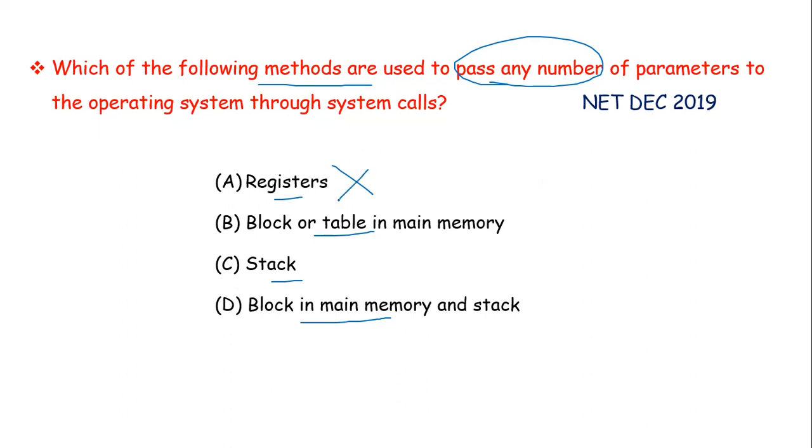Next method is to store the parameters in a block or table in memory and pass the address of the block as a parameter in a register. This method can be used to pass any number of parameters. Next method is using stack. This method can also be used to pass any number of parameters. So the right option should be both methods, block and stack. So that is option D, block in main memory and stack. Registers are not suitable to pass a higher number of parameters than the number of registers, so option A cannot be our right answer.